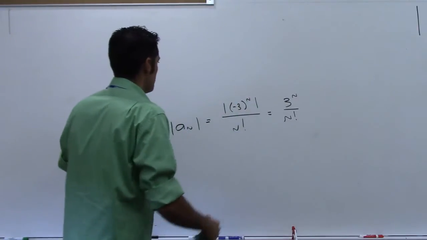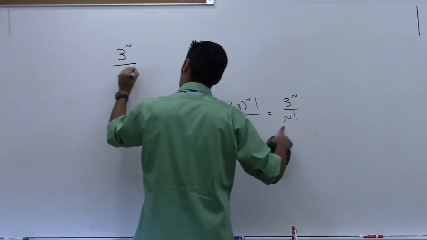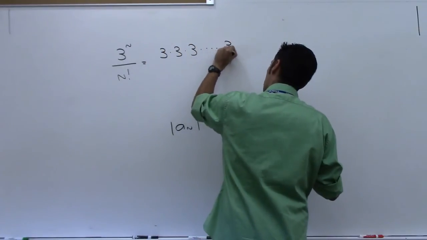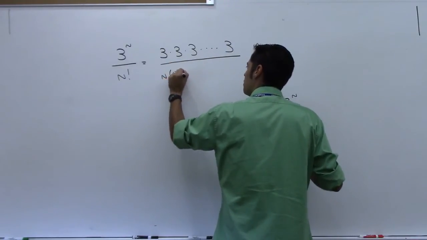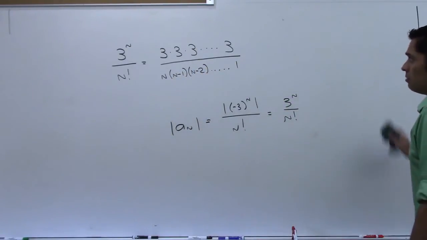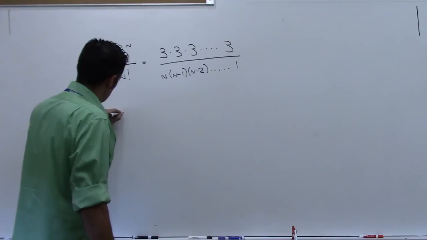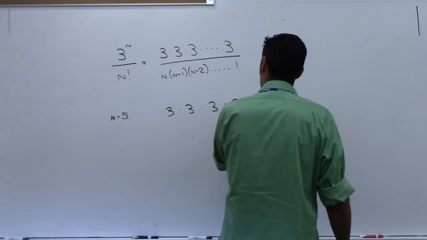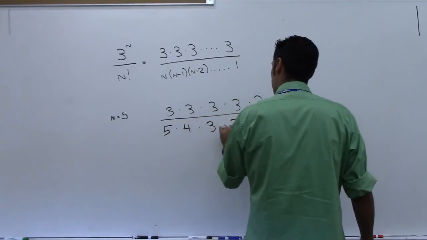So let me see here. Let me just write out what this is first. 3 to the n over n factorial is equal to 3 times 3 times 3 all the way out, and then eventually I stop. And then n factorial is n, n minus 1, n minus 2, all the way down until I get to 1. So let me do this for a particular n. Let's say n was 5. Then what I would get would be 3 times 3 times 3 times 3 times 3 over 5 times 4 times 3 times 2 times 1.